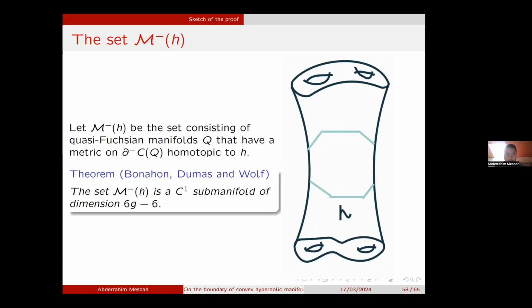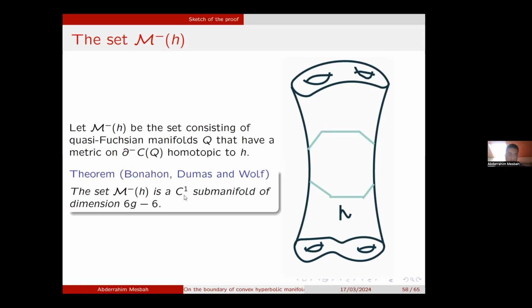Another theorem by Dumas and Wolf, Bonahon. Bonahon has shown something, and Dumas and Wolf deduced that, continuing the argument, if I take the set of quasi-Fuchsian manifolds that have H as the metric on the lower boundary, then this subset is a C1 submanifold of dimension 6g minus 6, which is the dimension of Teichmüller space.